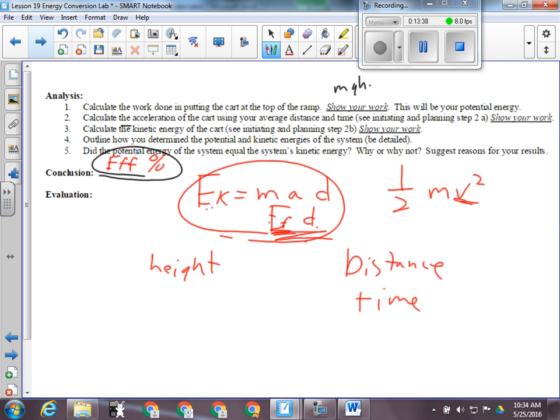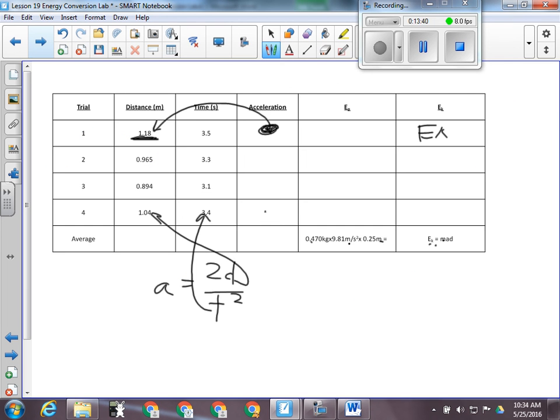So the charts that I have, I think these charts are in your template. The distance in meters is how far it travels, measured from the bottom of the ramp. Your time is how long it rolls for. Acceleration is what you're going to calculate using this formula here: 2 times d divided by t squared, and plug that in here.